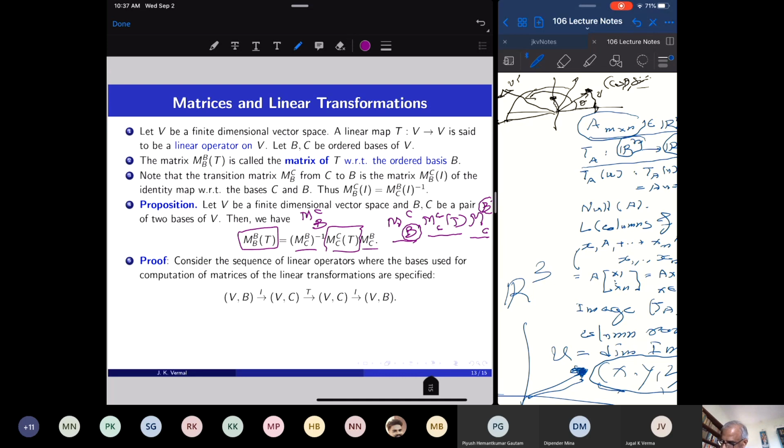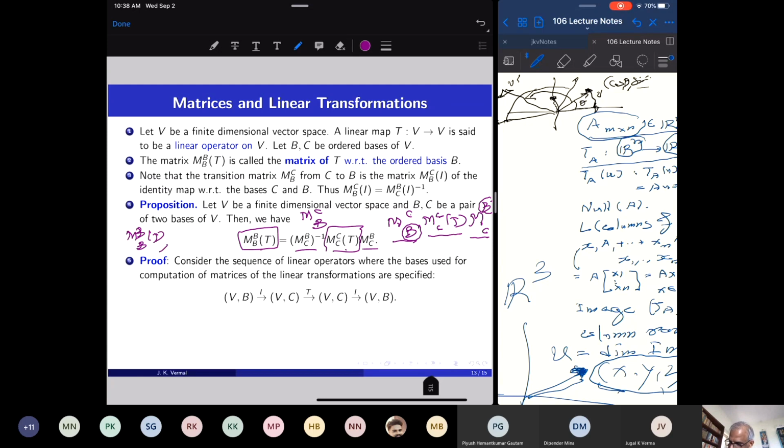Keep that in mind. For the matrix of T with respect to B, I have to take the transition matrix from C to B, then the matrix of T from C to C, and then the transition matrix from B to C. You have done some exercise earlier that says that these two matrices are similar matrices.